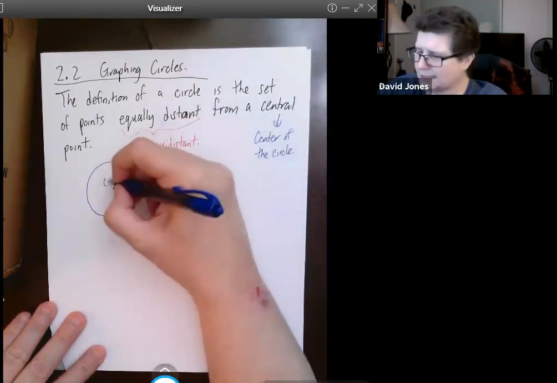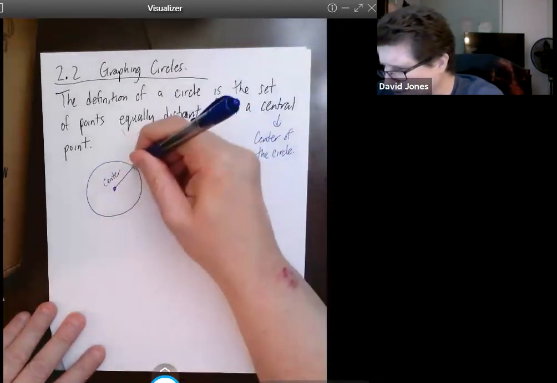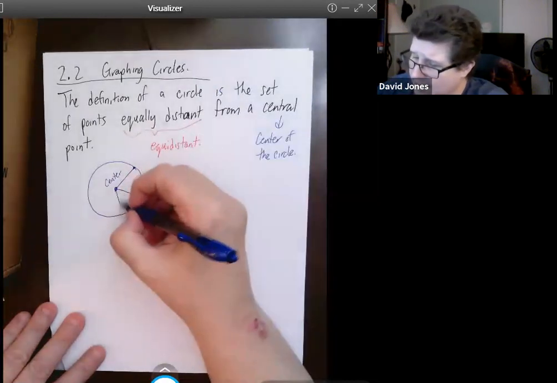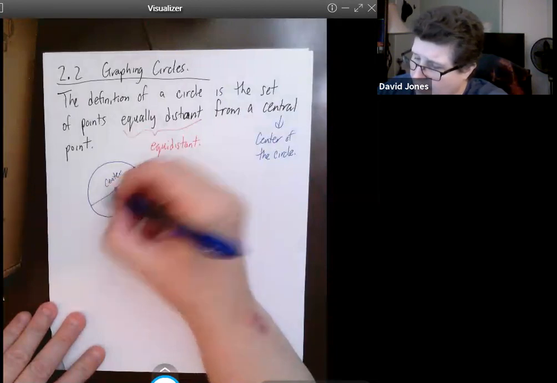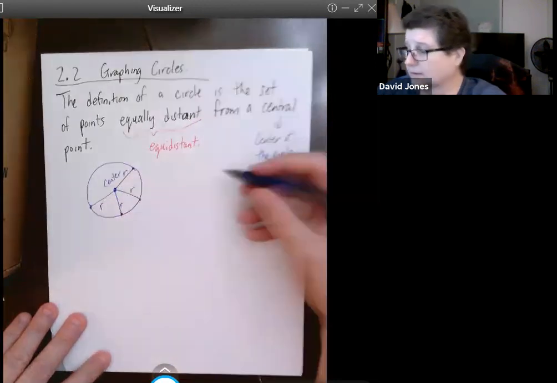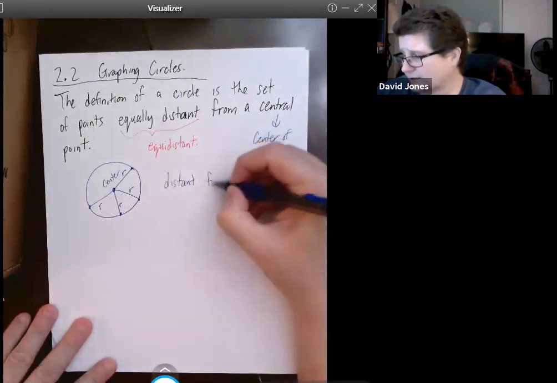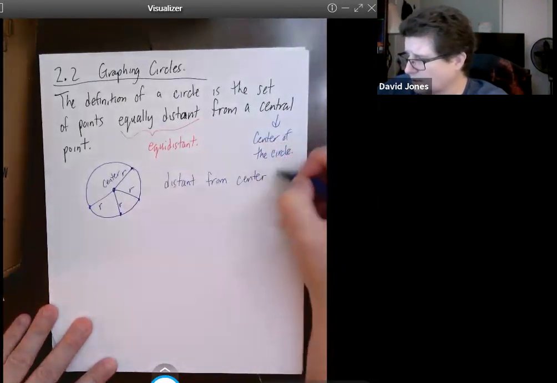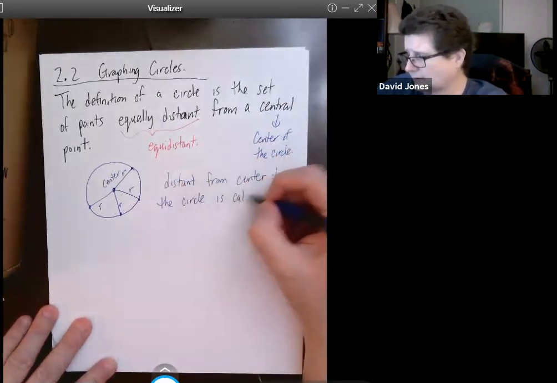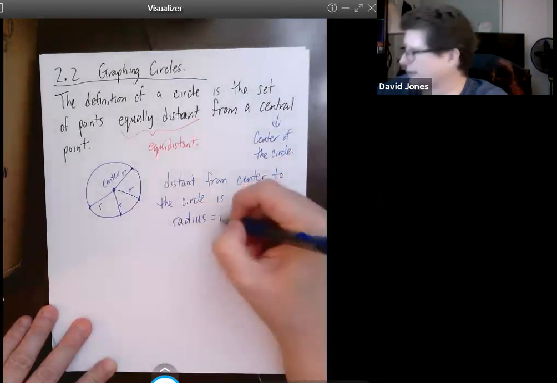So if that's my center, the distance from the center to anywhere on the circle is the same. Each of these lengths we give the letter R. The distance from the center to the circle is called the radius, and we use the letter R.